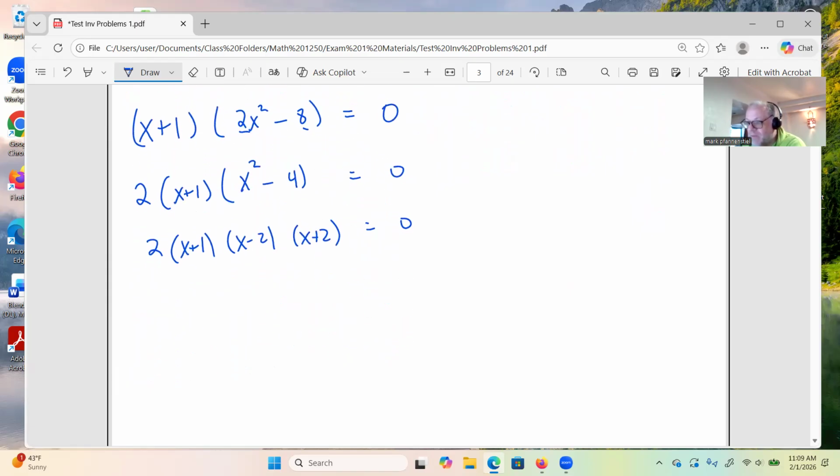Now, we have our zero factor principle. So what we're going to say is x plus 1 is equal to 0, or x minus 2 is equal to 0, or x plus 2 is equal to 0. And we're going to solve each of these.